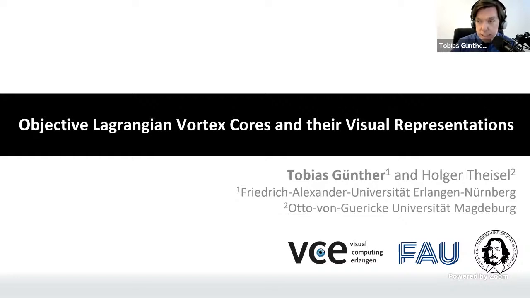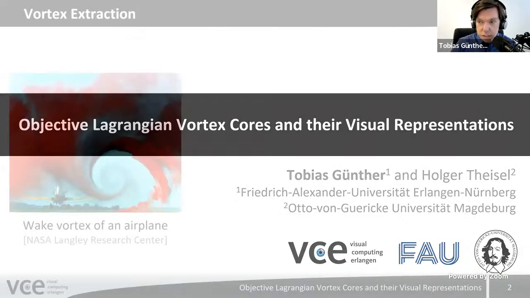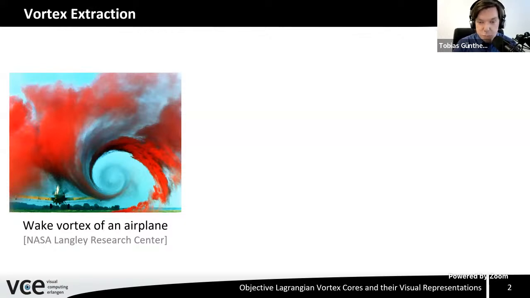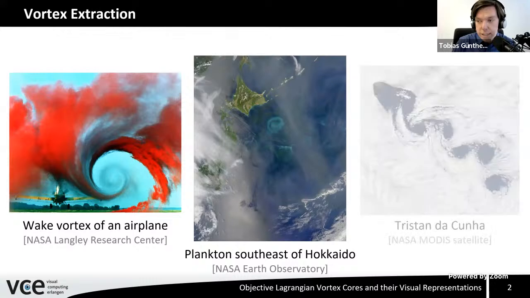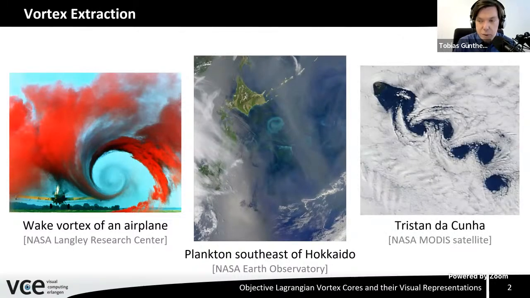So this work is about vortices, and vortices can be found pretty much everywhere. We have them, for example, in the wake of airplanes, in the oceans, where they carry entire ecosystems around, or in atmospheric flows, such as in the wake of volcanic islands. In flow visualization, we usually want to find algorithms that are able to detect vortices, even when there are no clouds or plankton around that would make them visible.